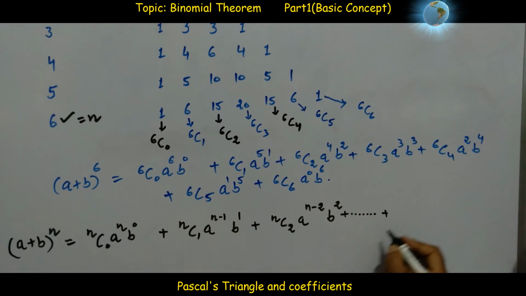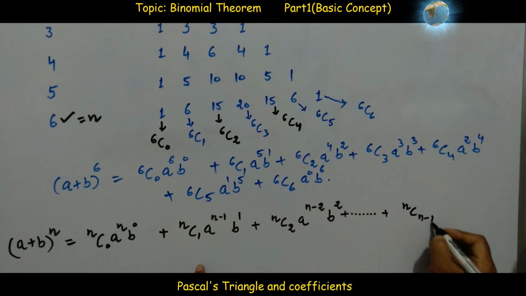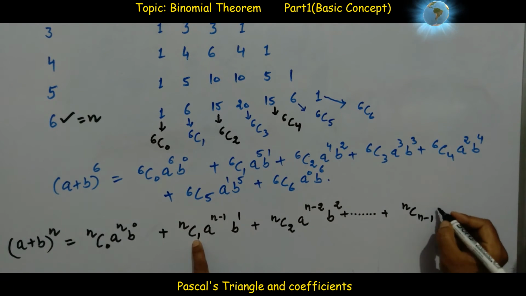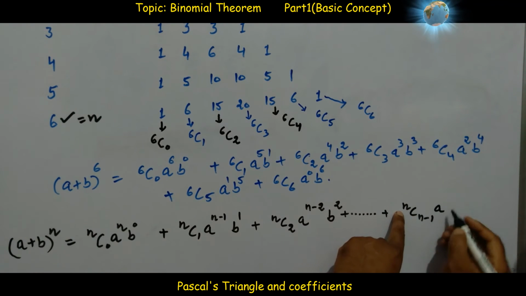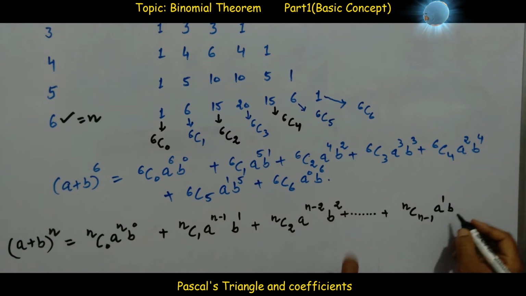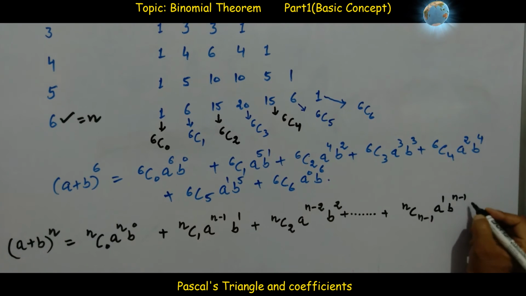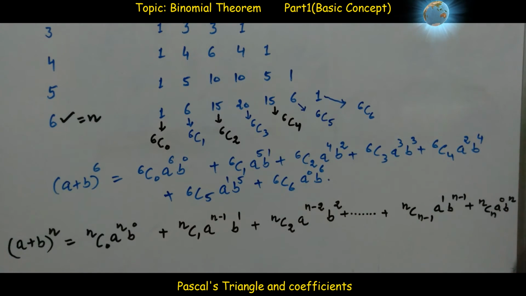Lastly, we write nCn−1 a raised to the power of the difference, n minus (n−1), which is 1, and b raised to the power n−1. And the last term is nCn a^0 b raised to the power n. So this general expansion of the binomial is called the binomial theorem.